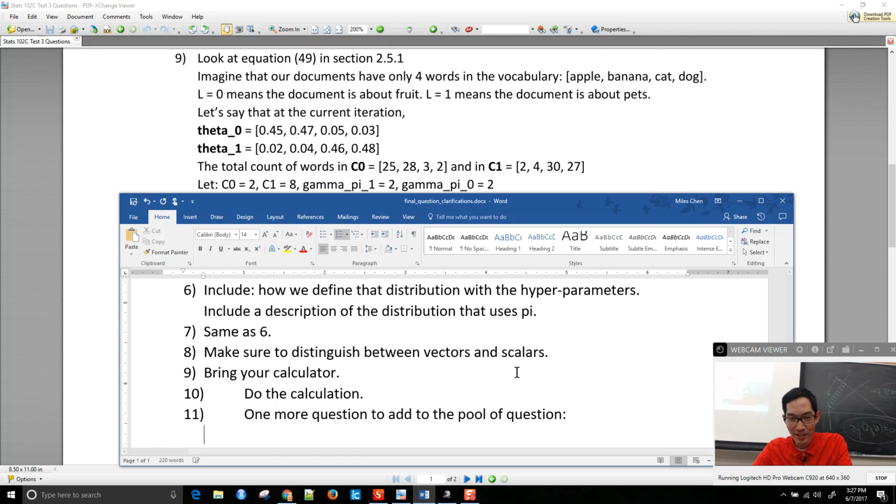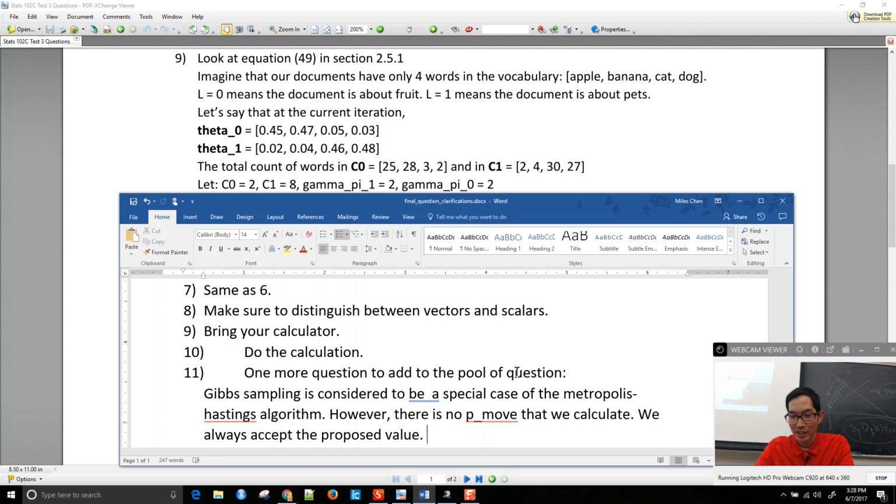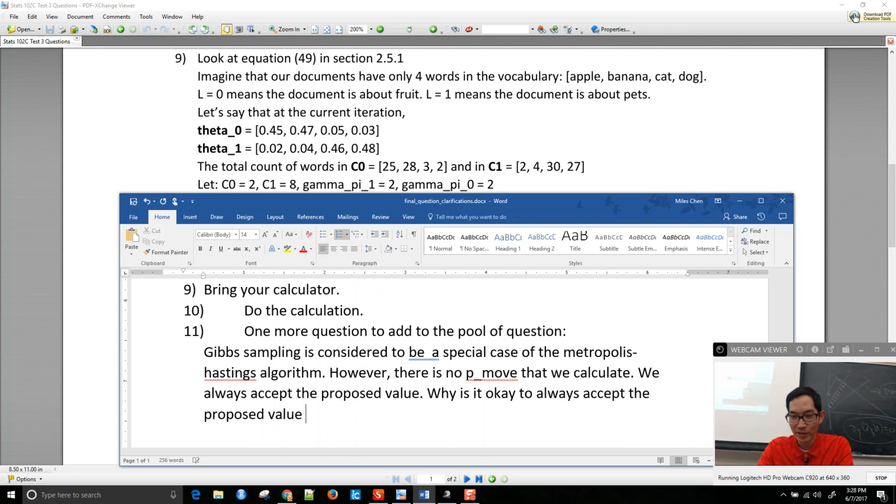That question is: Gibbs sampling is considered to be a special case of the Metropolis-Hastings algorithm. However, there is no p-move that we calculate. We always accept the proposed value. And so the question is, why is it okay to always accept the proposed value in Gibbs sampling?